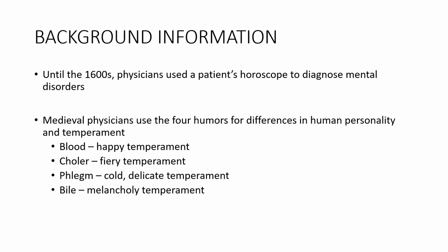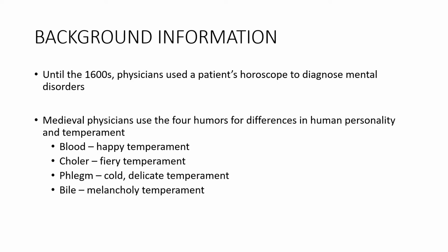One of them is blood, which is a happy temperament, like a happy, good person. Choler is a fiery, feisty or argumentative type of temperament. Phlegm is kind of like mucus-y stuff. So they're cold and have a delicate, overtly sensitive temperament. And then bile is part of your body, and it also means sadness in you, okay?